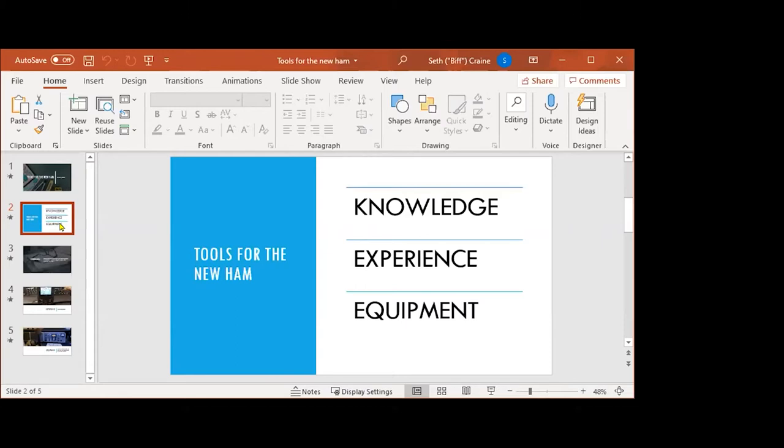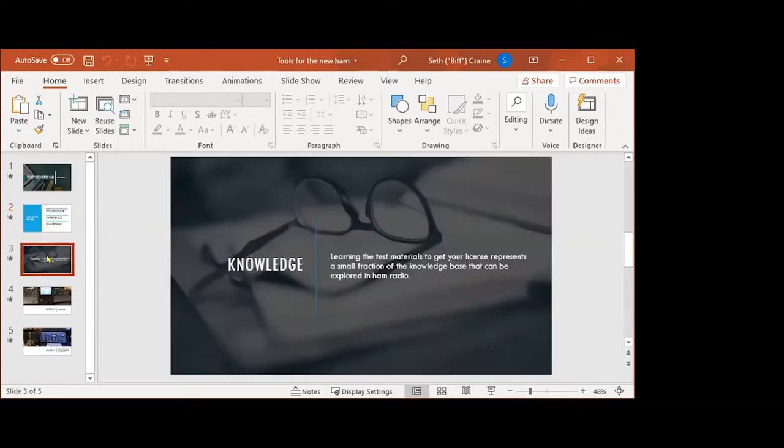We wanted to talk first about knowledge. Where do you get knowledge? Then where do you get experience? And where can you find equipment? Those are all three things that are interesting and should be discussed for everybody's edification. Now that we've got knowledge, you get some book learning.